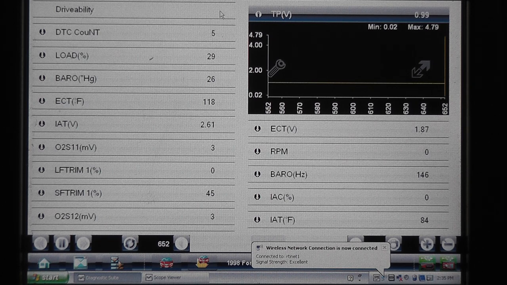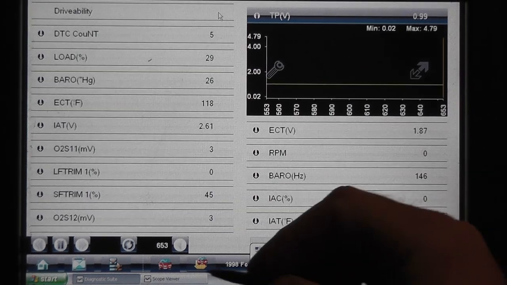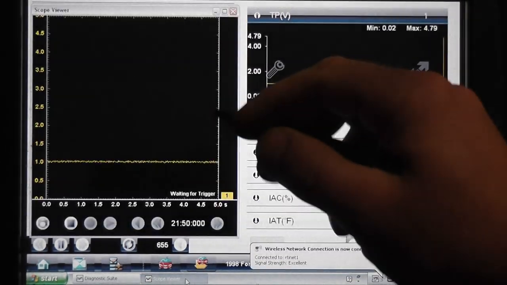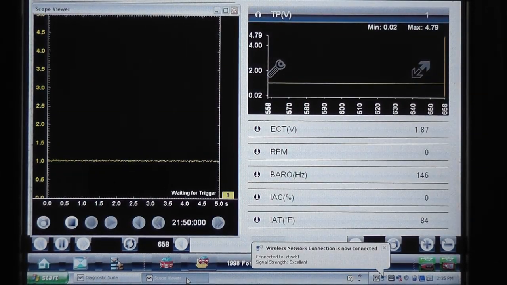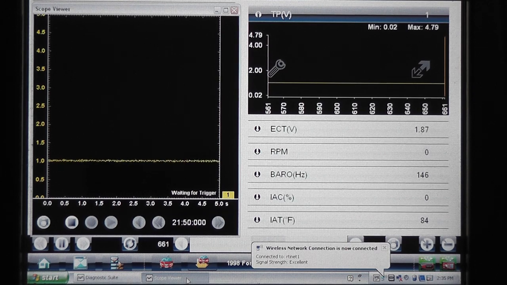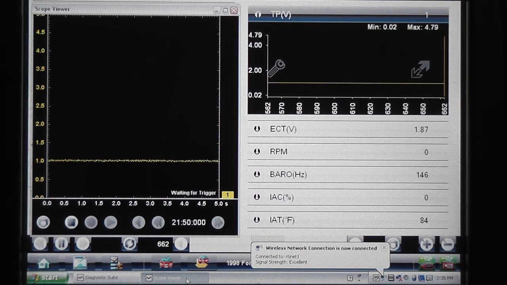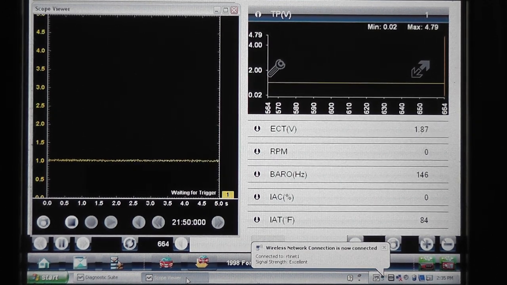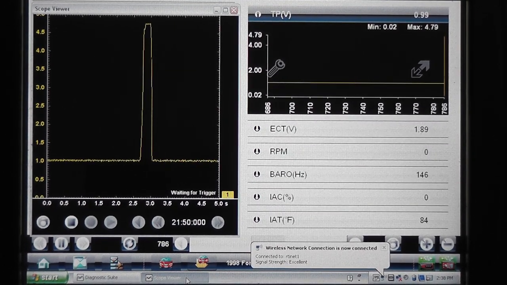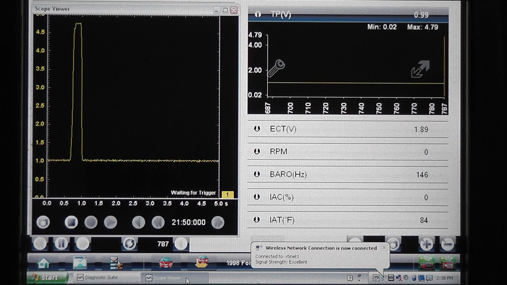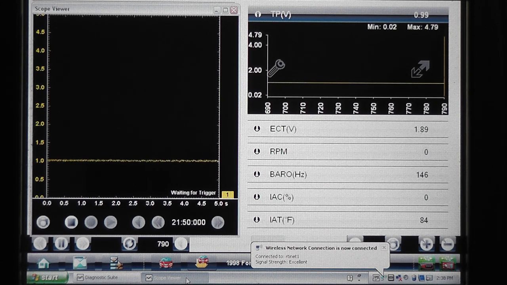I already have the TPS voltage graph up here on the right. I've also pulled up the scope on the left, which is actually live, back probing the TPS signal wire, and we're looking at both. I'm going to do a real quick one and you'll see. You saw it on the graphing meter to the left, and on the scan tool to the right I don't even see that. We missed the whole event.